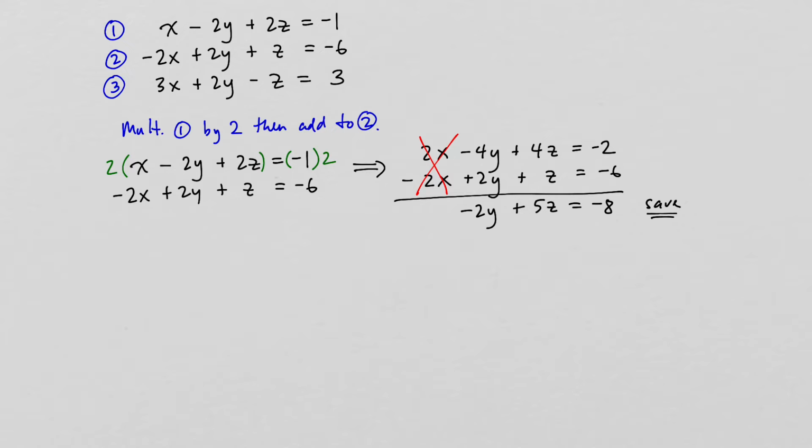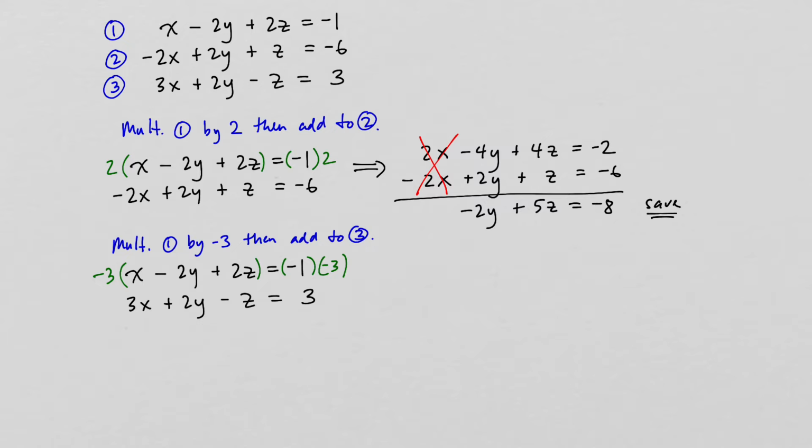Now what I'm going to do is the same step, but with the first equation and the third equation. I'm going to multiply the first equation by negative 3 and then add it to the third equation, and that will get rid of the x here. So that's what I have here. The first equation is being multiplied by negative 3, and I'm adding that to the third equation here. So let's go ahead and do the math on this.